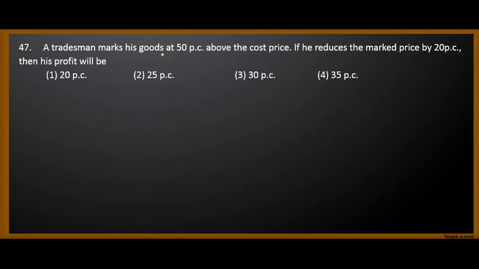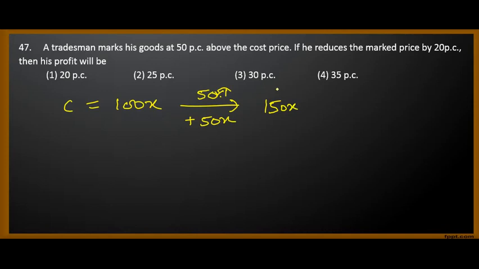A tradesman marks his goods at 50% above the cost price. If he reduces the market price by 20%, then the profit will be? He is asking profit is how much. Assume the cost price be 100x. How much is increased? Increased by 50%. Then 50% of 100x is how much? 50x. So 50% of 100x is 50x. So 150x is the market price.